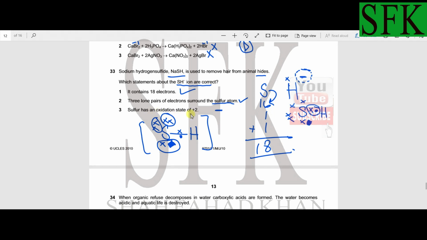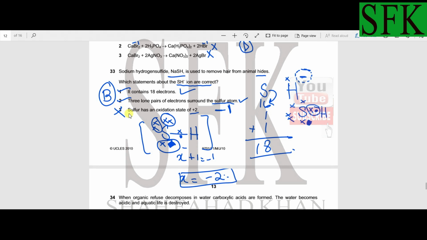Sulfur has an oxidation state of +2. Let's see. The oxidation state of hydrogen is always +1, and the oxidation state of sulfur is what we don't know. Let's assume it to be x. x plus 1 equals -1, because the overall charge on it is -1. If we rearrange the formula, it becomes -2. It's not +2, it's -2, so 3 is not correct. 1 and 2 are correct, 3 is not correct.